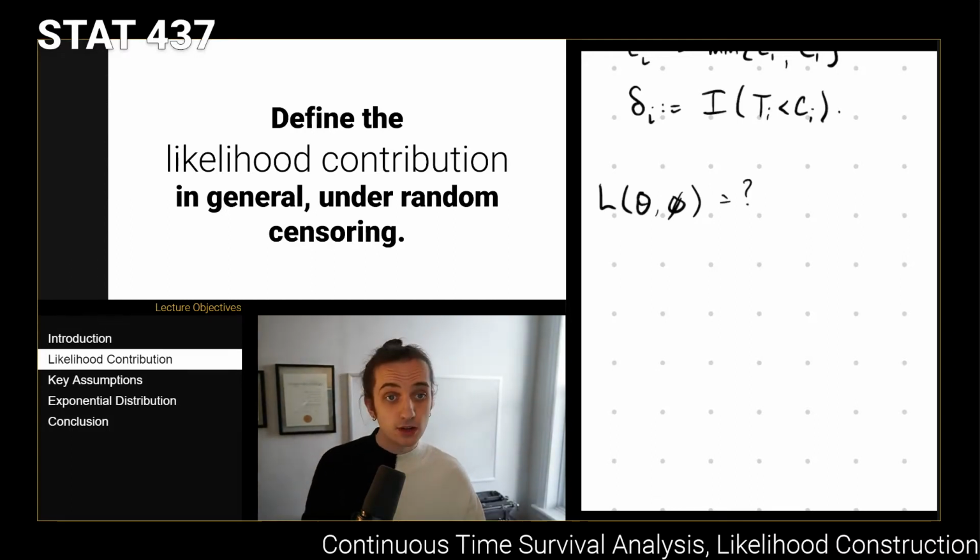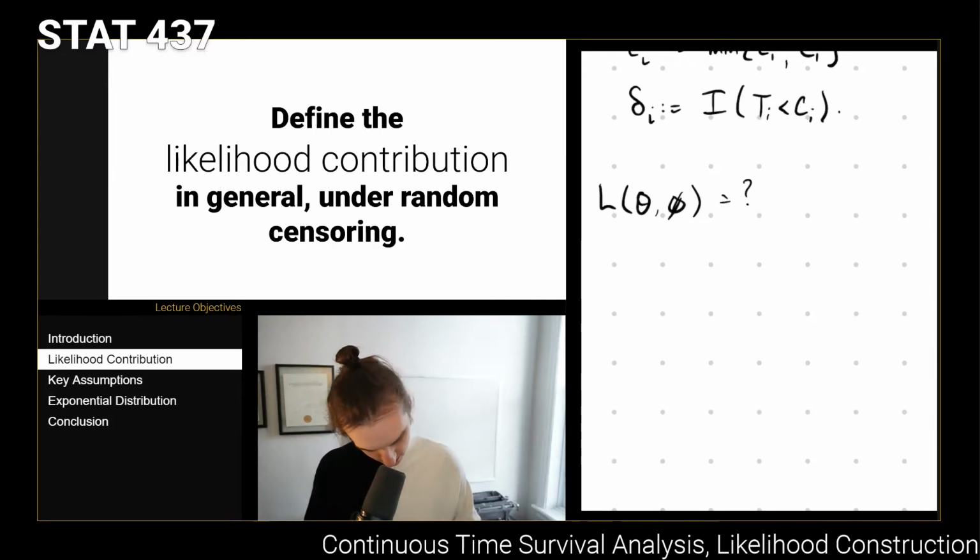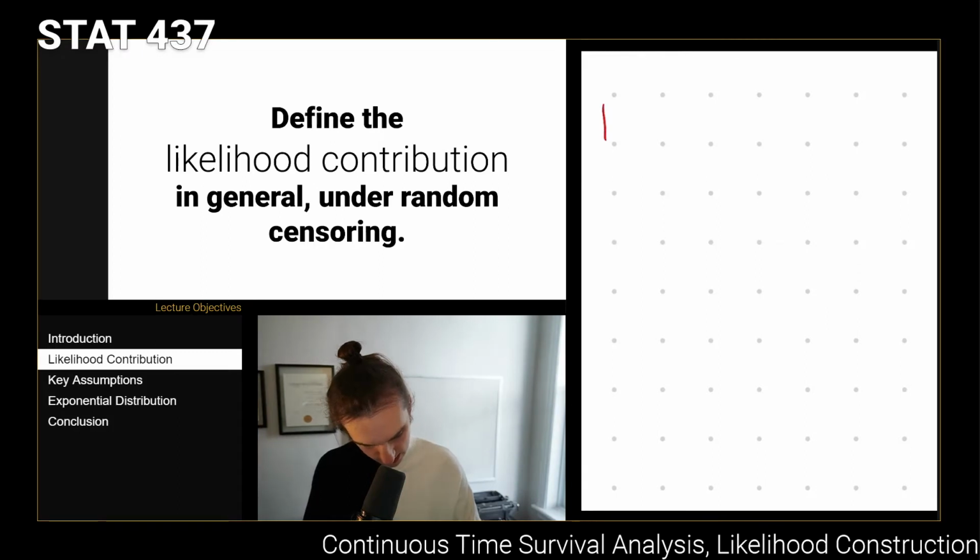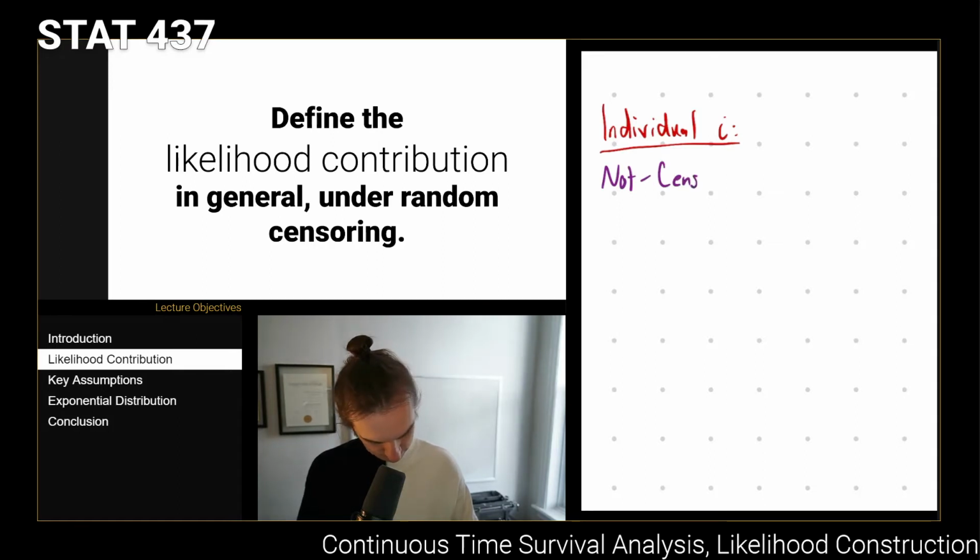We can start by thinking about what our likelihood contribution is for a specific individual. There are two cases for this. Let's say we're working with individual i. The two cases we care about are that the individual is either censored or not. I'll start with the not censored case. Another way of saying that they were not censored is that delta_i equals 1.